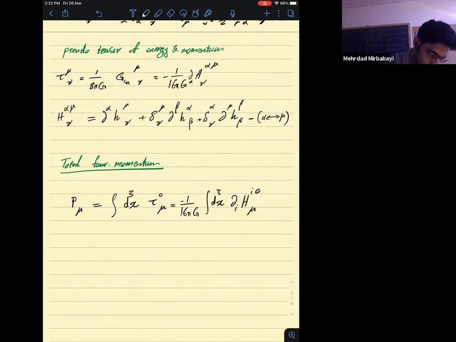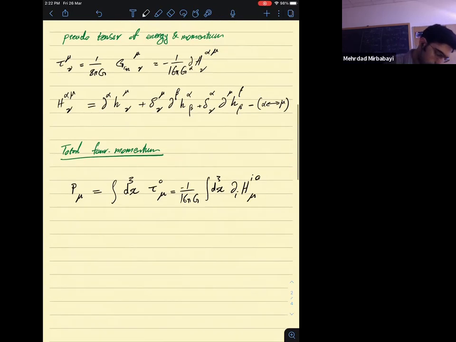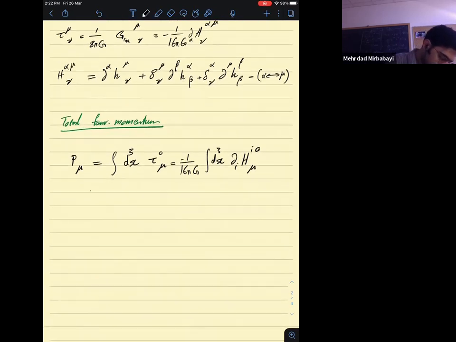h i0 mu. But now this is a spatial integral of the divergence of something. So I can now reduce it to a surface integral. R going to infinity, the integral over the surface element of h i0 mu.